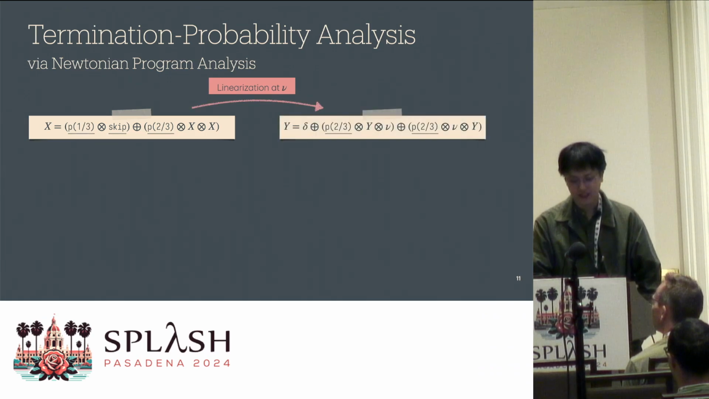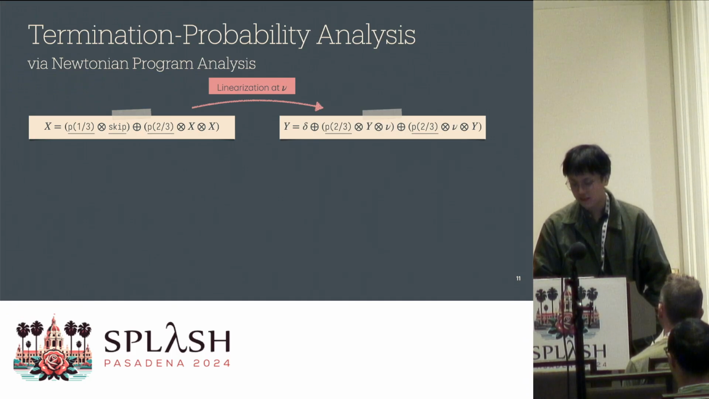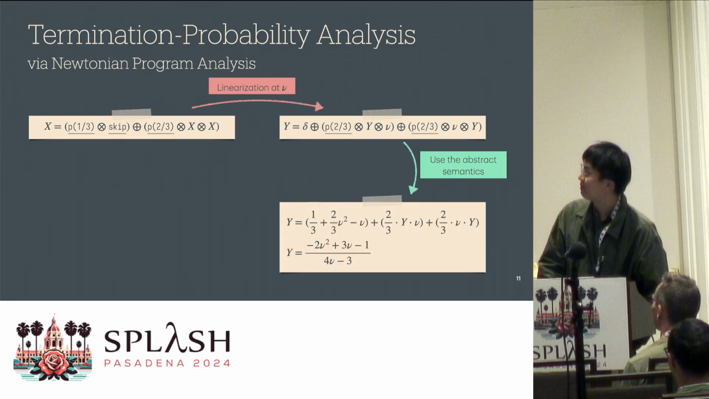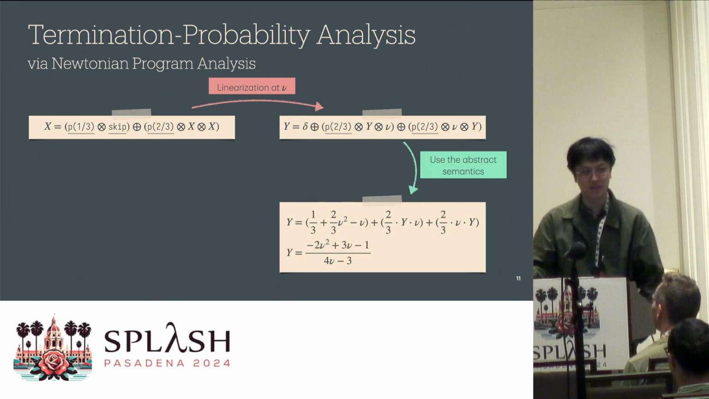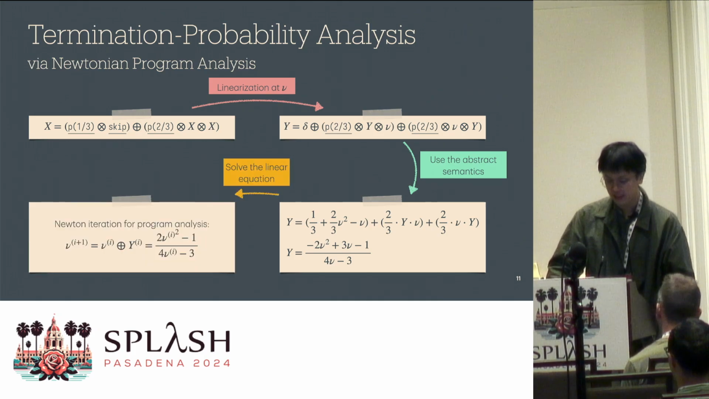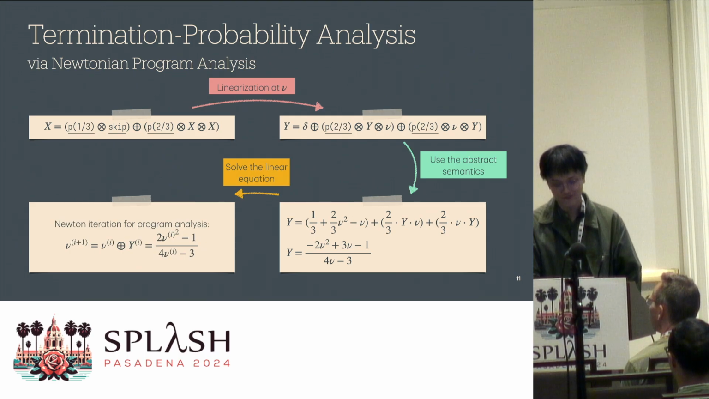Okay, so if we plug the whole thing back into the program analysis pipeline, we can again interpret all the algebraic operations by their numerical interpretation and obtain a linear equation, which can be solved very easily, and we obtain the iteration scheme for Newton's method to solve termination probability analysis.